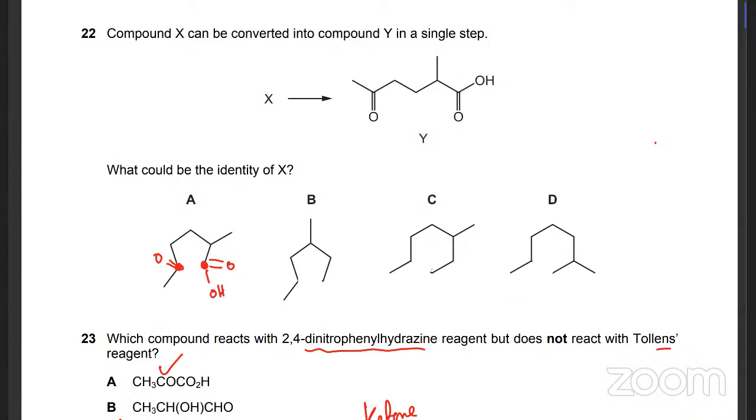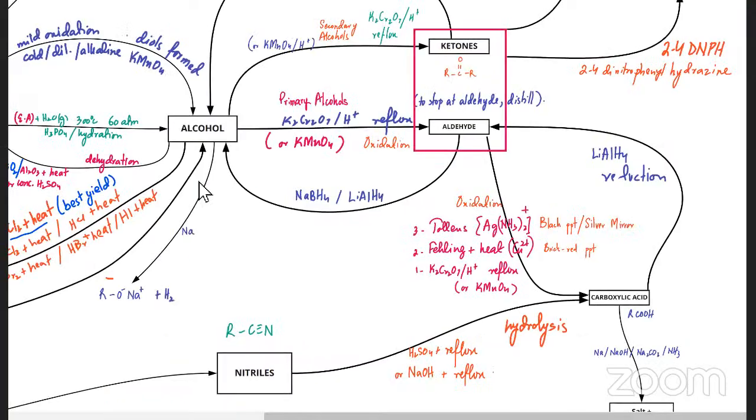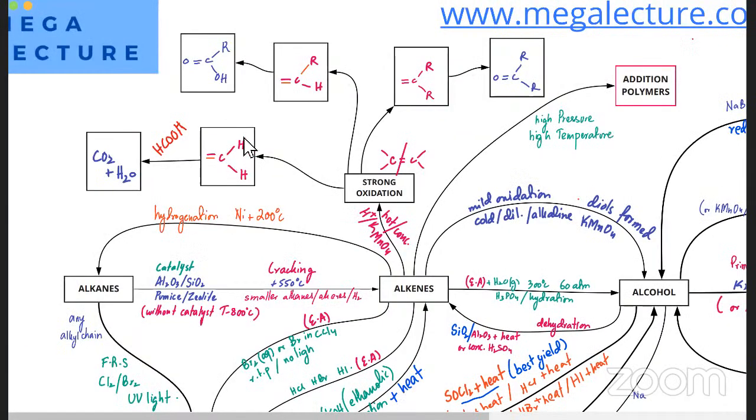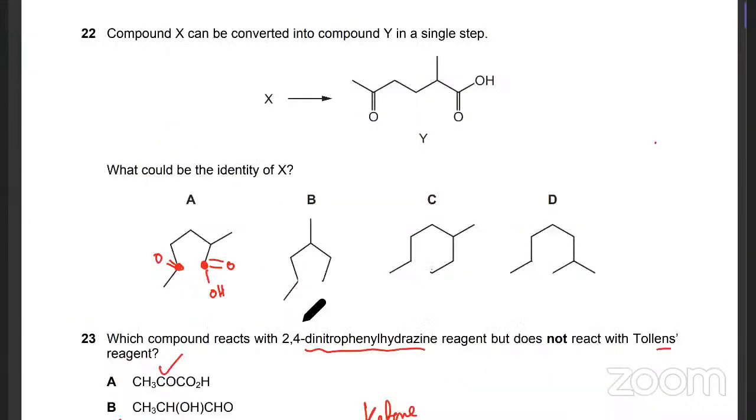Okay, just a quick recap. No carbon chain around it, carbon dioxide and H2O. One carbon chain, that's carboxylic acid. Two carbon chains, that's ketone. So is this the right one? Is this or not? Yes.